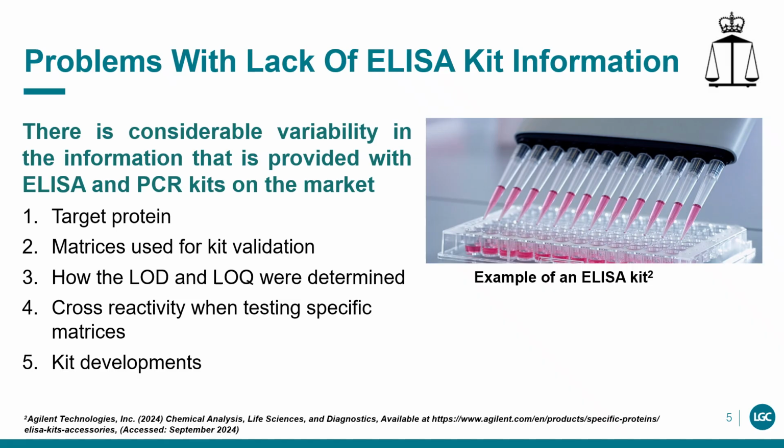As well as this, many kits do not indicate the matrices employed during validation and whether these were raw, processed, or incurred, meaning individual labs have to expend resources ascertaining which kits are suitable for the intended analysis. Additionally, kits do not always state whether the LOD and LOQ were calculated using a buffer or an incurred food sample, even though the difference can alter the accuracy of the result obtained.